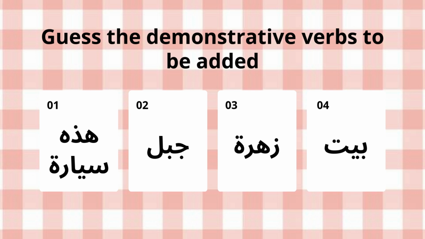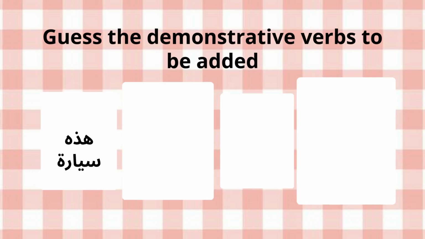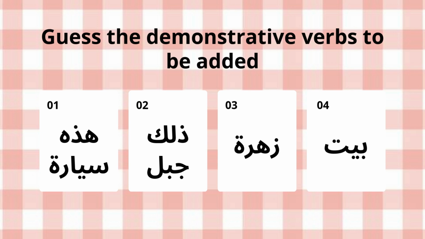Now let's do the next one. جبل. It is a masculine word and it is far away from us. So we have to say that is a jabal. Jabal means a mountain. That is a mountain. How will we say that in Arabic? You are absolutely right. ذلك جبل. Not تلك جبل. Why not تلك جبل? Yes, this is because the word جبل is masculine and not feminine.